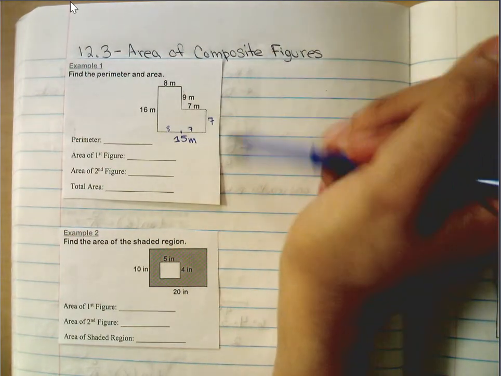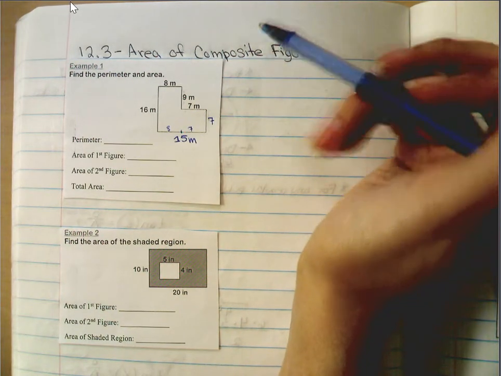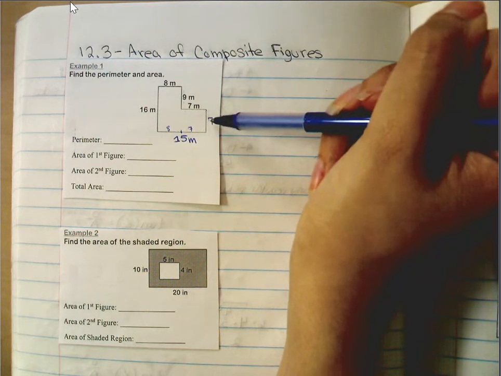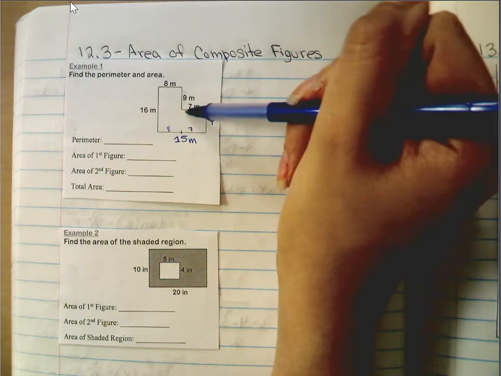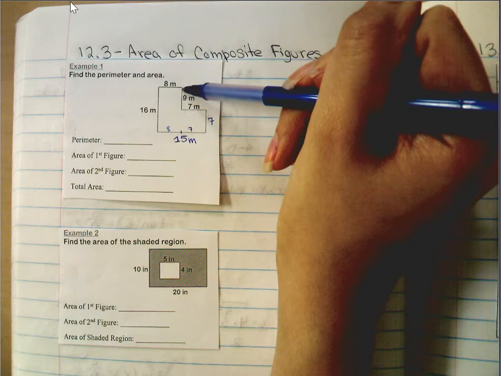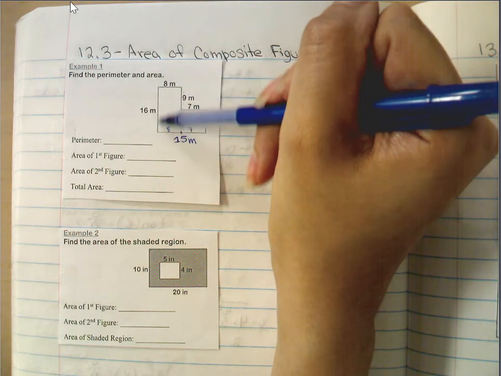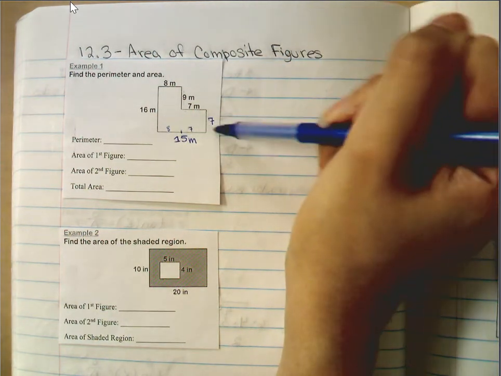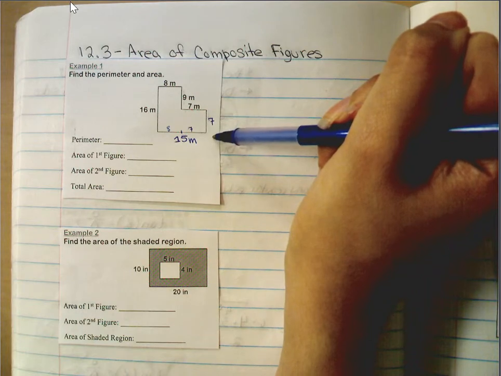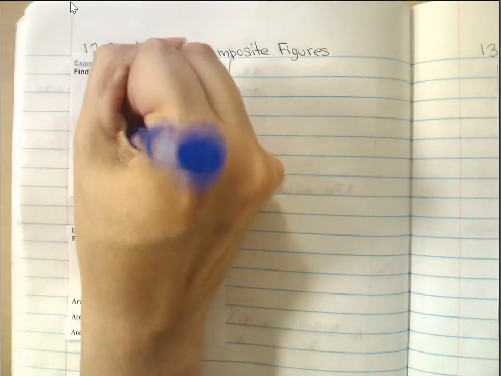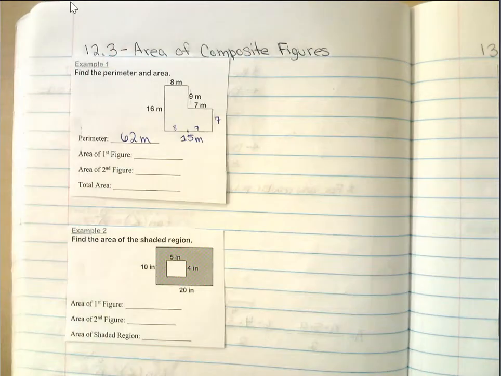So now I have all those sides. Now I can add them. So I'm going to add 7 plus 7 plus 9 plus 8 plus 16 and then plus 15 at the bottom. And that gives me 62. So for my perimeter, I have 62 meters.